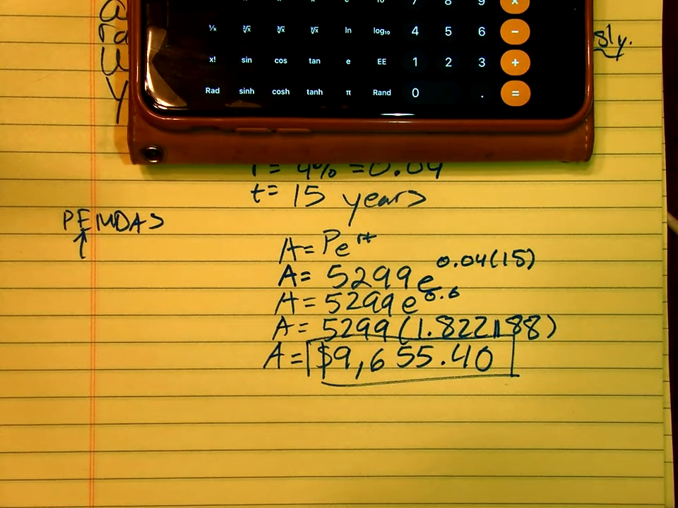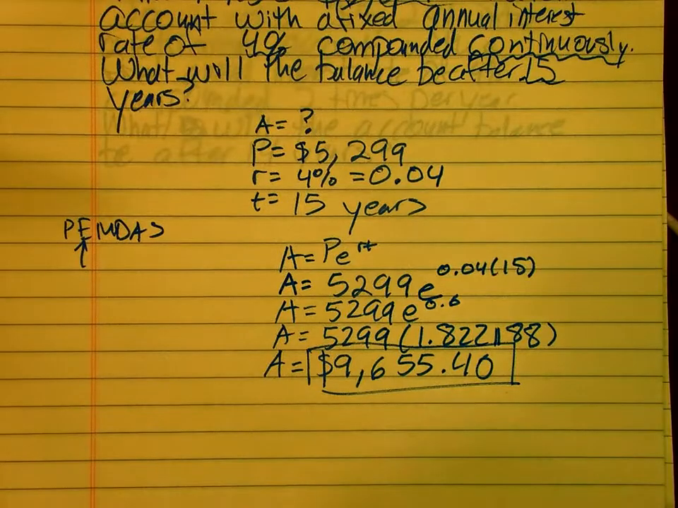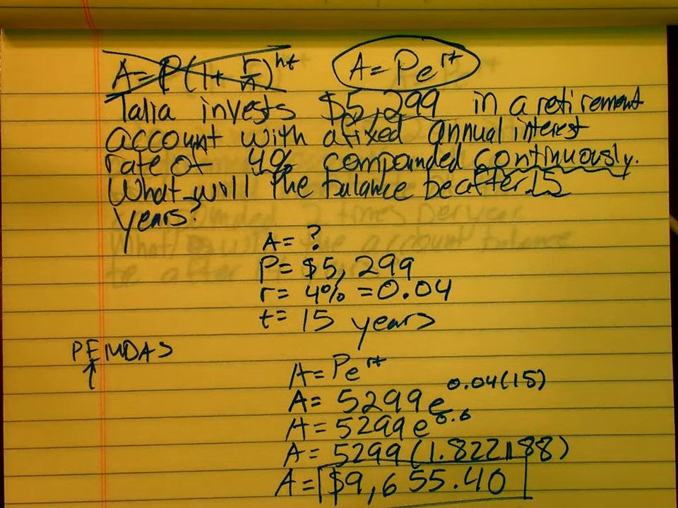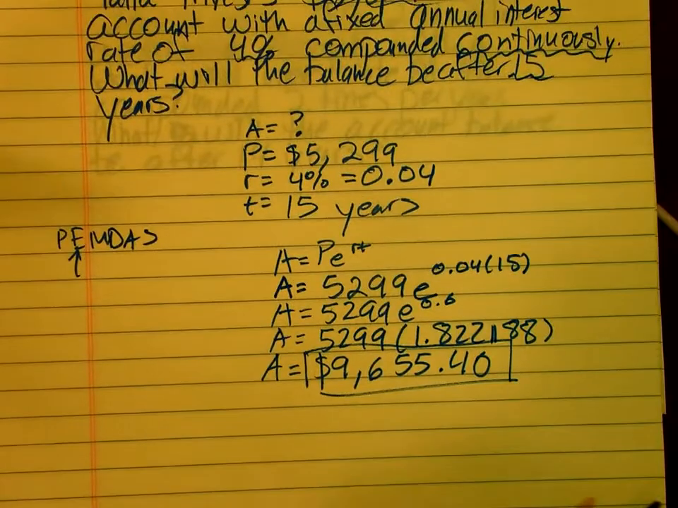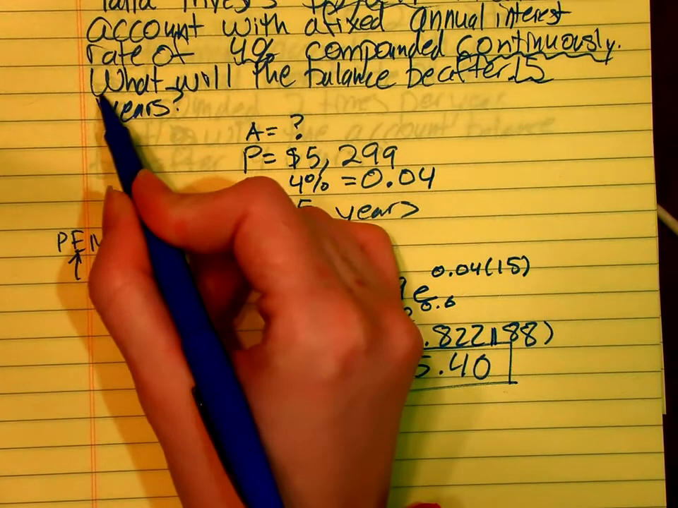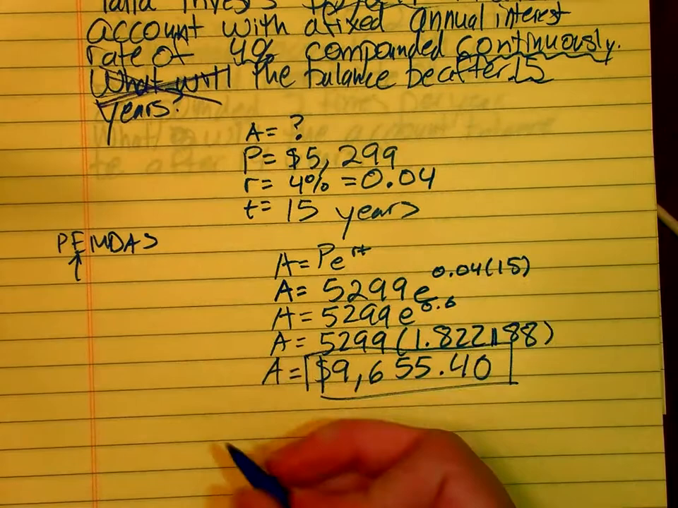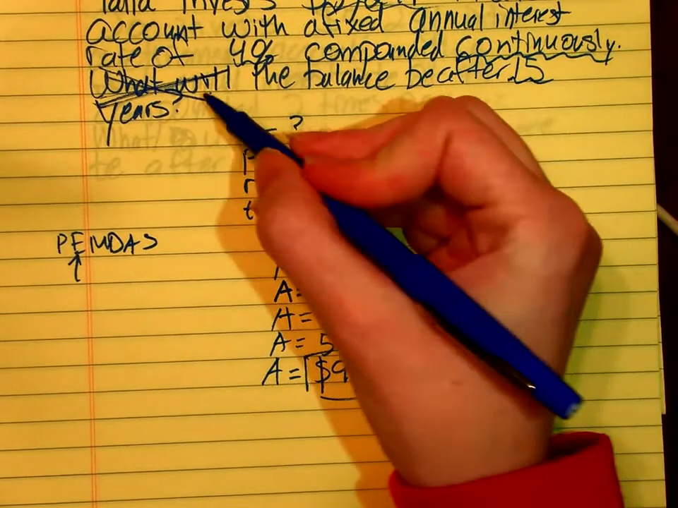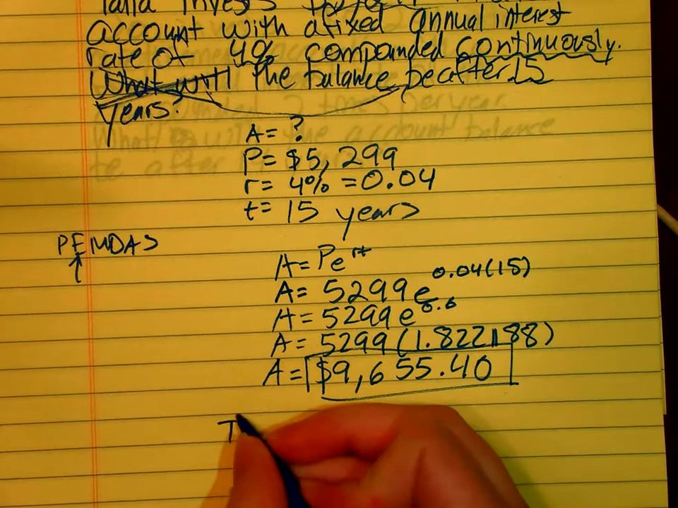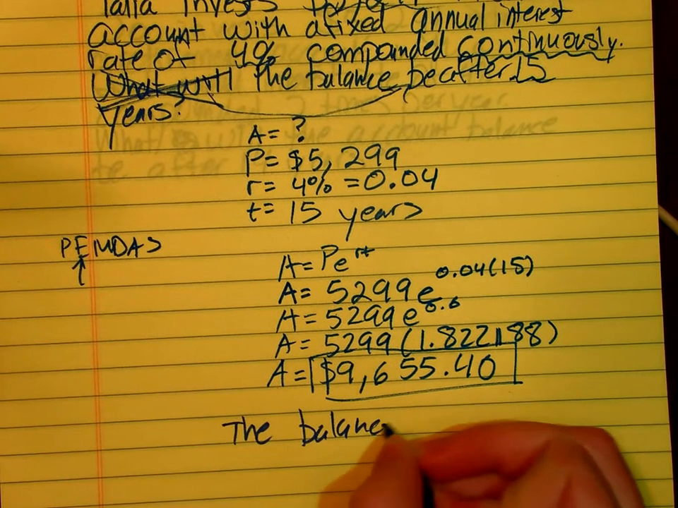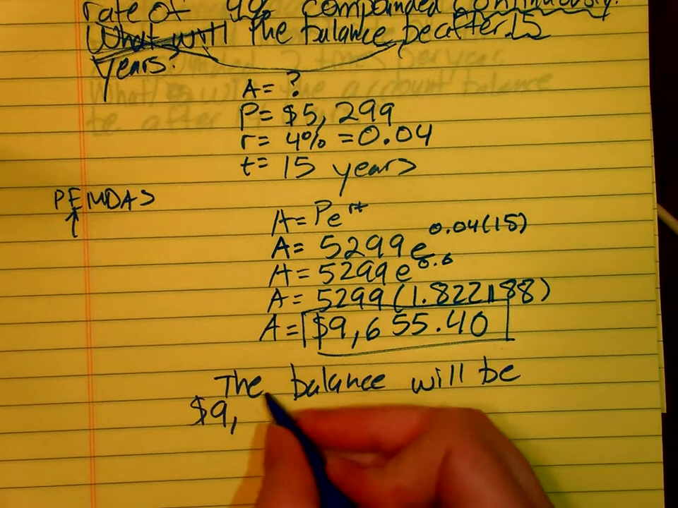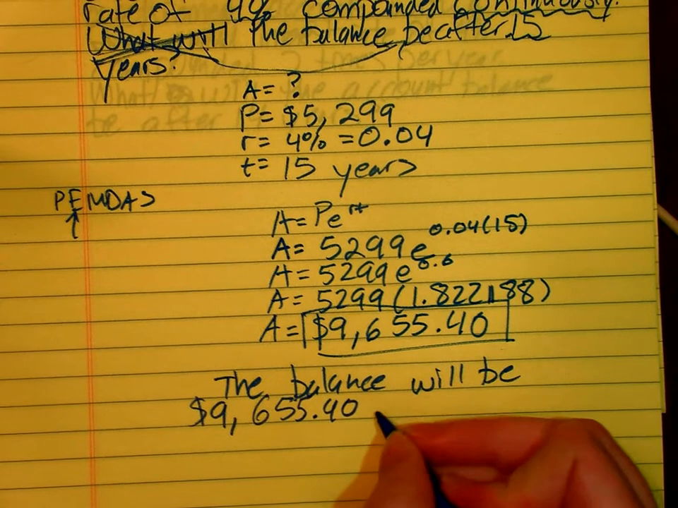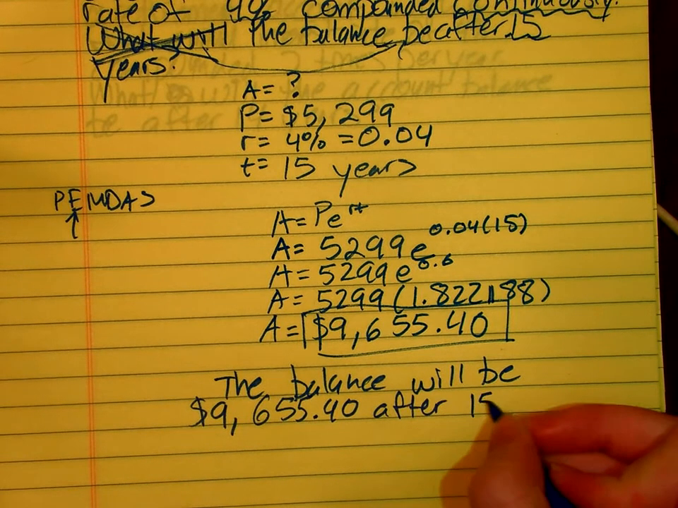Alright, now you've got to put it back into the context of the problem. So let's look back at the problem. What were we actually trying to find out, which pretty much the last sentence of the problem consistently tells you. What will the balance be after 15 years? So use the wording of the problem. Just take off the words what will, move will here. The balance will be $9,655.40 after 15 years.